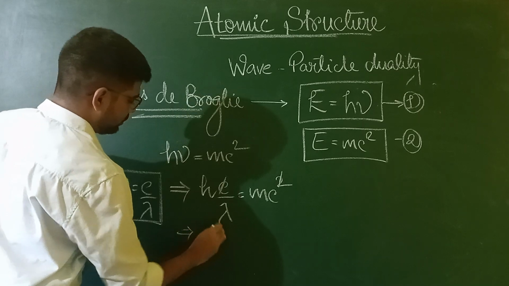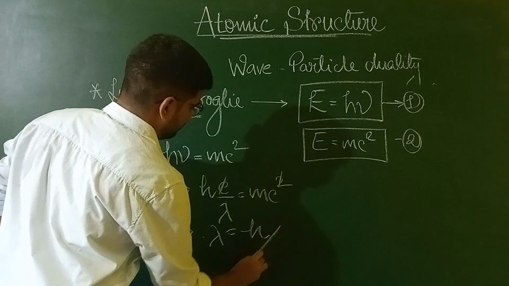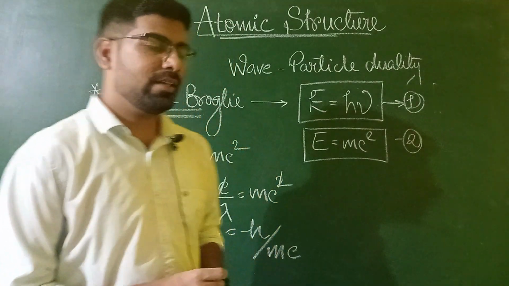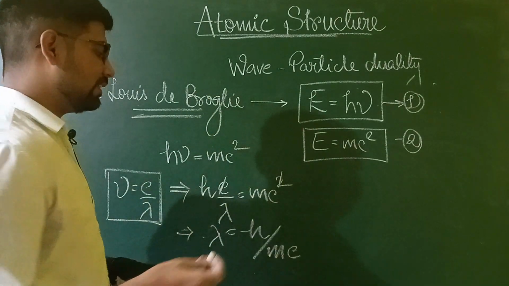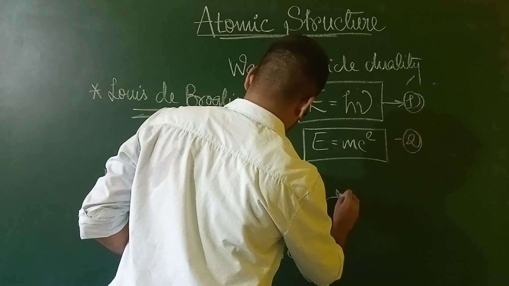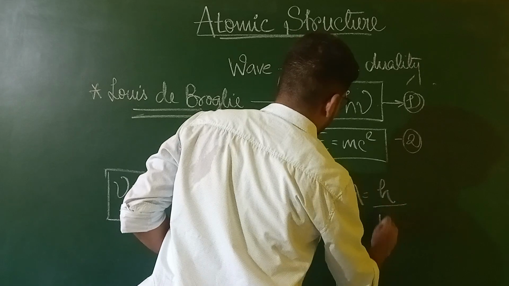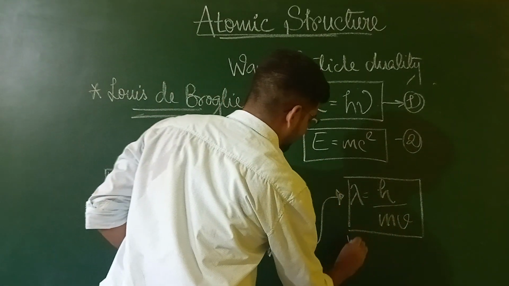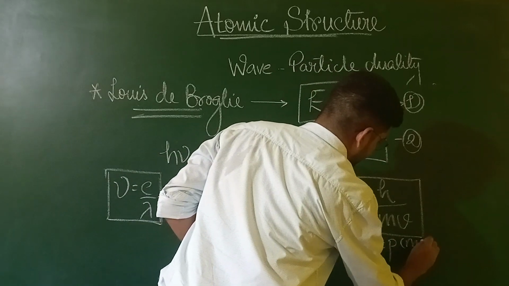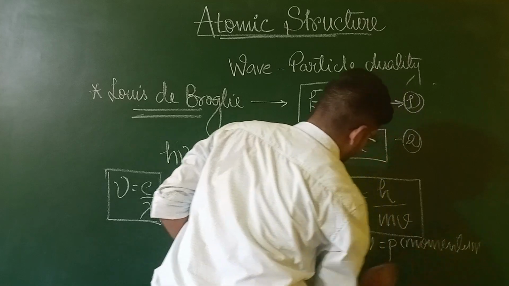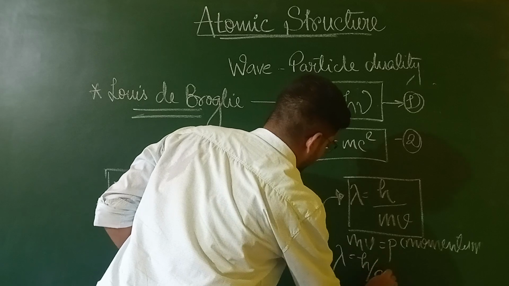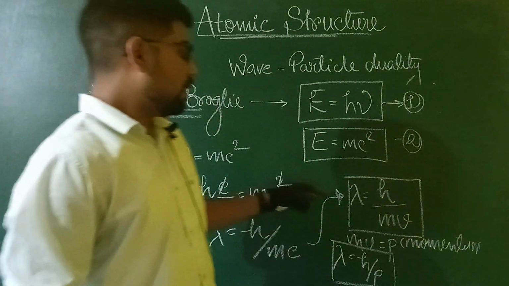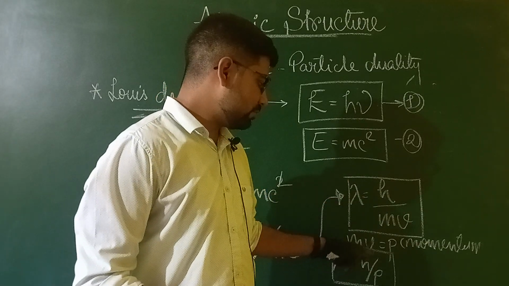lambda becomes h by mc. Now c is the speed of light. Now everything is not moving at the speed of light. Instead of considering c, we can consider this as v, which is the velocity. So I can write this as lambda equals h by mv. This is an expression for de Broglie. mv, mass into velocity, is p, which is momentum. So lambda can also be written as h by p. This is another expression for de Broglie. So de Broglie has two expressions, lambda equals h by mv and lambda equals h by p.